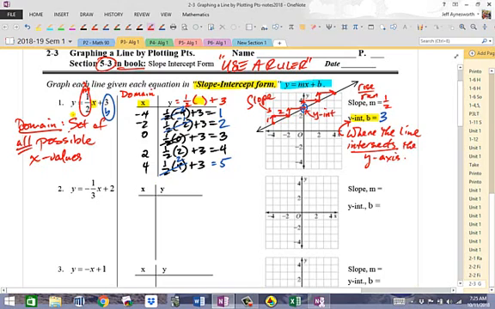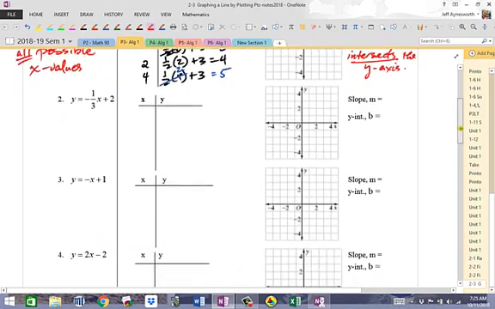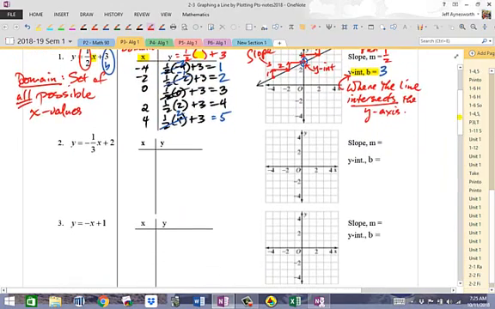So there we go. And so what you need to do is just pick an appropriate domain for each function to make your arithmetic easy. All right, let's try another one. Now this next function here is y equals -1/3 x plus 2. So your slope here, I can already see it as -1/3, and your y-intercept is 2.